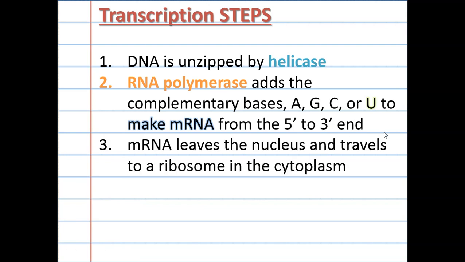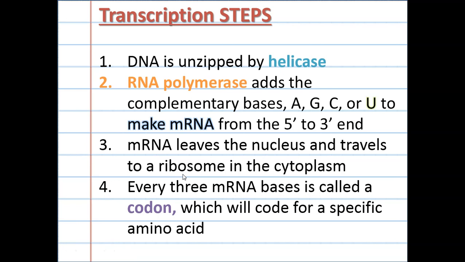Step 3. The mRNA, the messenger RNA, is made. It's going to leave the nucleus, travel out to the cytoplasm, and find a ribosome to attach to. From there, getting ready to start the next process, something important for you to know that we'll go over more: when you read mRNA, you're going to read what's called a codon. So you're going to read it 3 bases, 3 letters at a time.